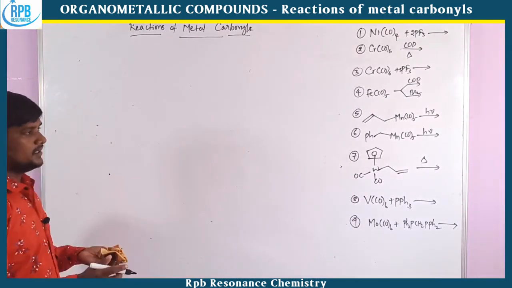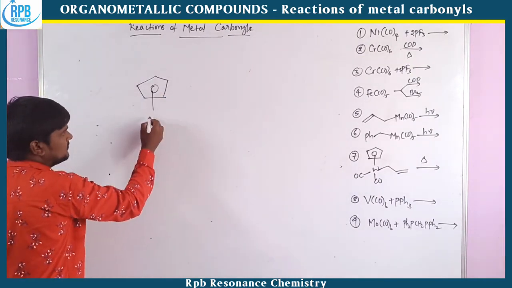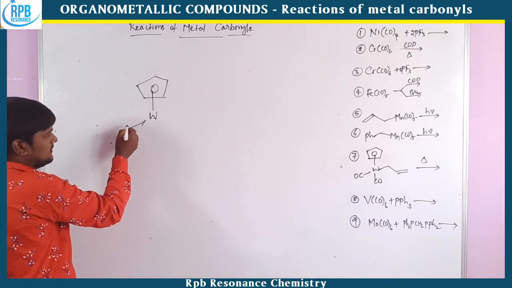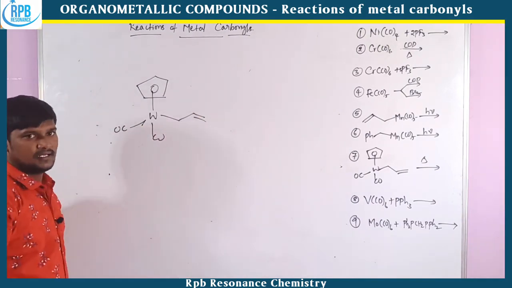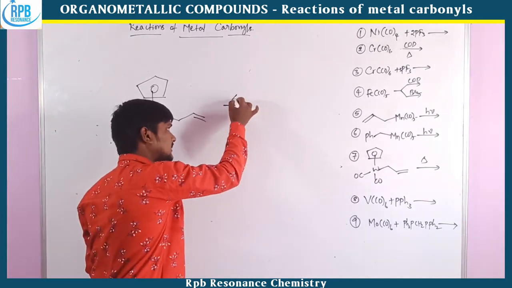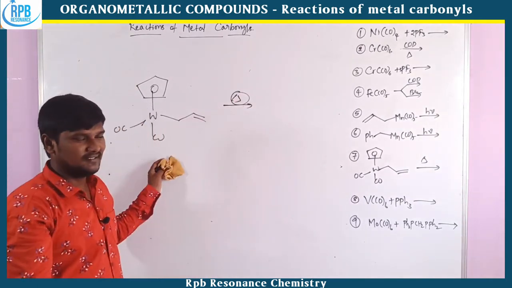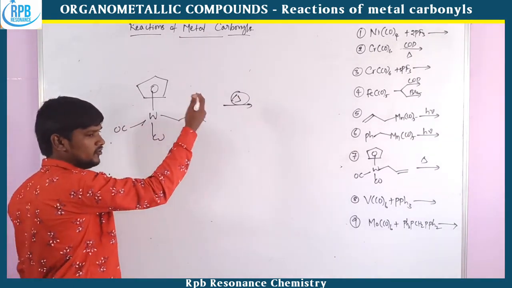That is a very important one. Here is the cyclopentadienyl system with the tungsten metal, CO, eta 1 complex. It is an 18 electron system, so there is no reaction. They are used in either photolytic or thermal conditions. In this case, they are in the thermal condition.